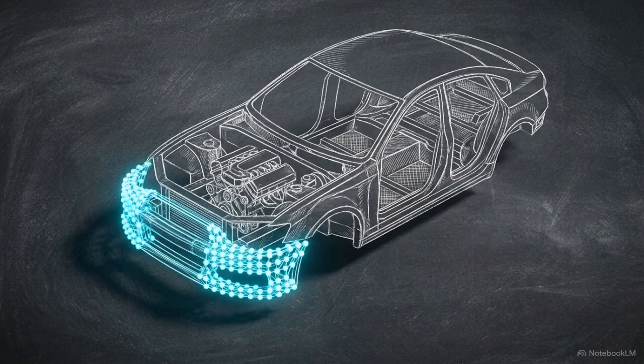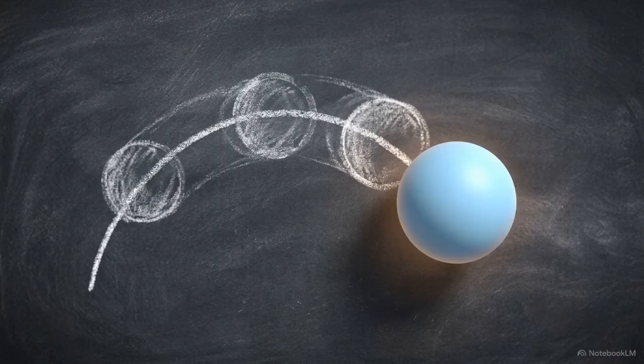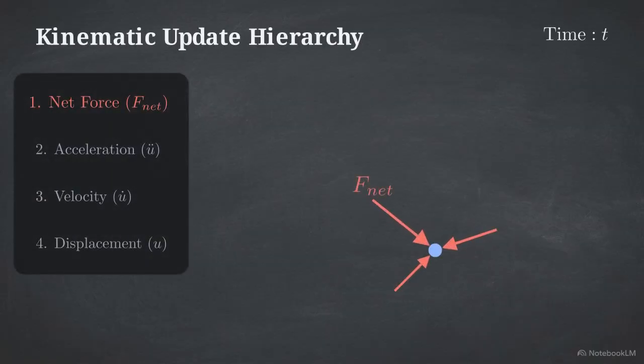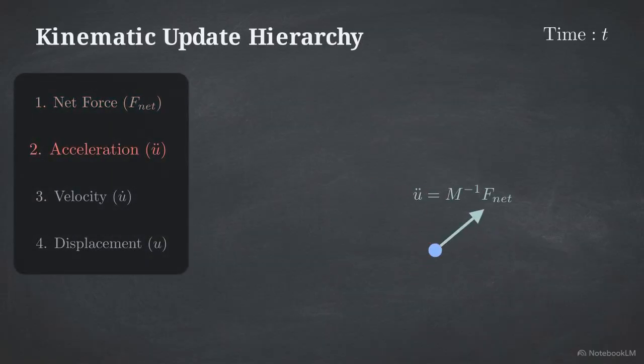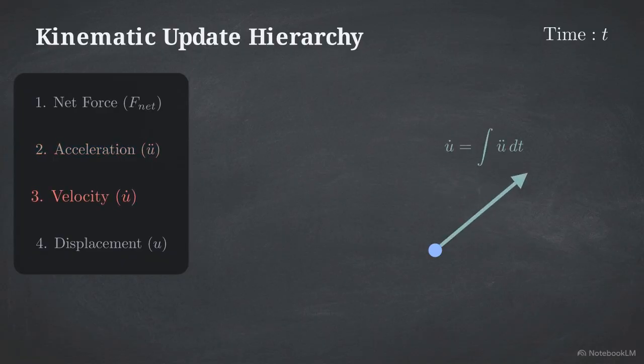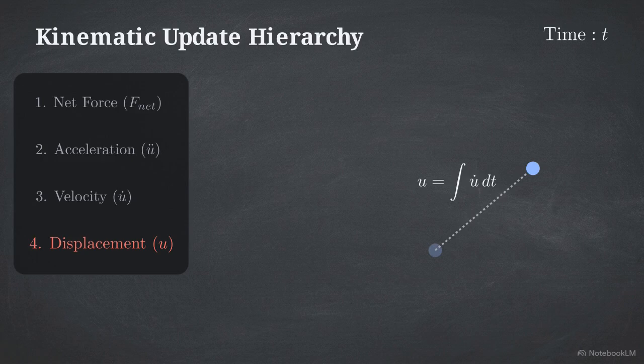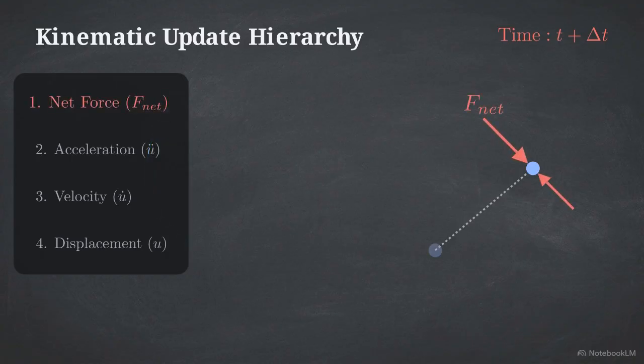Once the explicit equation yields the acceleration for every node, how does the computer actually move the 3D model? It follows a rigid kinematic update cycle to advance the simulation in time. Step 1 calculates net force. In Step 2, this force yields nodal acceleration. Step 3 integrates acceleration to find velocity. In Step 4, velocity is integrated to calculate spatial displacement. The solver then updates node coordinates, and the clock advances to repeat the cycle.